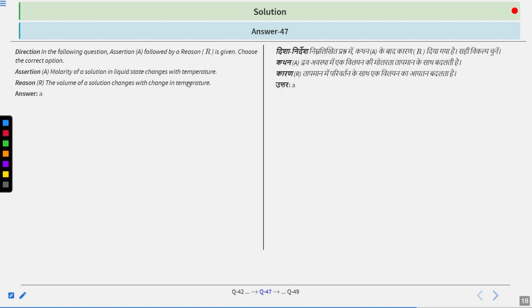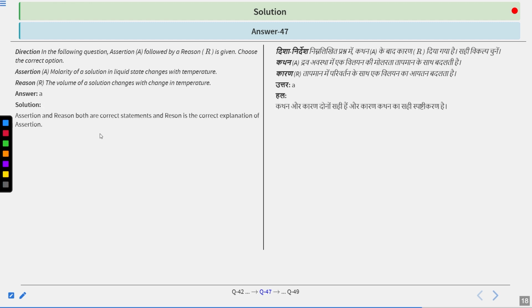Now you have to see whether it is true or false. So answer is A, which says that both assertion and reason are true, and your reason is the correct explanation of the assertion. So assertion and reason are correct, and reason is the correct explanation of assertion.